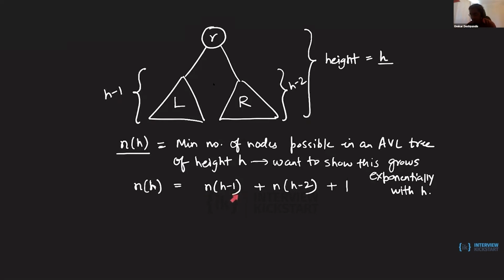Can there not be any other smaller number which is possible than n of h minus 1 in, suppose, the left subtree? No, because the AVL tree property is for every node. It's not just for the root. For every node, the balance factor should be minus 1, 0, or plus 1. So if I have fewer than n of h minus 1 nodes, that means it's not an AVL tree, because this subtree won't be AVL then. Okay. Thanks.